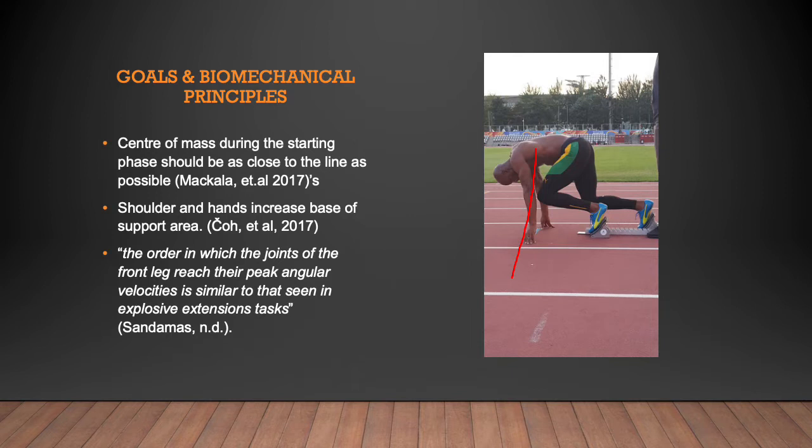As they start, both hips and knees extend while the ankles initially undergo dorsiflexion and then plantar flexion until the block exit. So here, the sprinters elicit maximum angular velocity at the hip, knee, and ankle joints as they extend and flex. Sanderman in 2021 quoted, "The order in which the joints of the front leg reach their peak angular velocities is similar to that seen in explosive tasks."